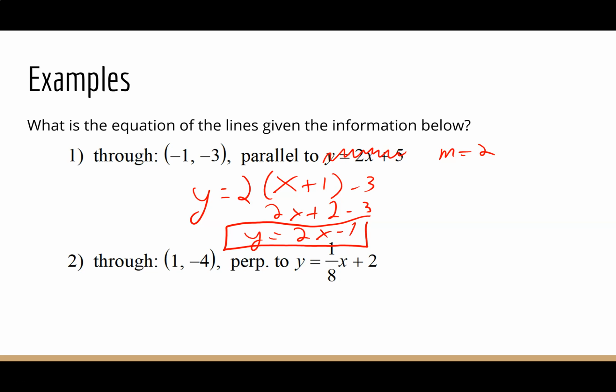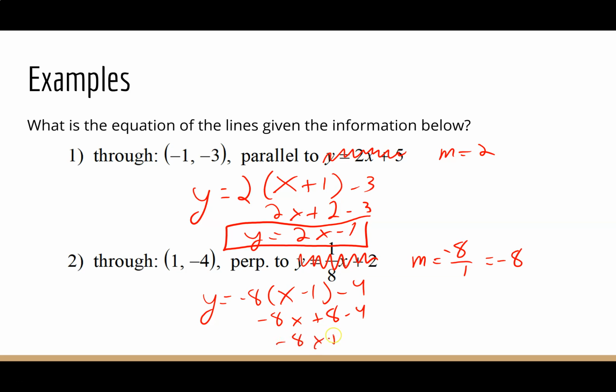Perpendicular, bottom one, let's see, through the point (1, -4), perpendicular to y equals 1/8 x plus 2. So perpendicular means we're going to flip the fraction upside down and make it negative. So instead of 1/8, it's going to be -8/1, which is just -8. And once I have that slope, I don't care about the equation. Now I have a point and I have a slope, so it's the same process as the previous one. y equals -8(x minus 1) minus 4. Distribute the -8. -8x plus 4.